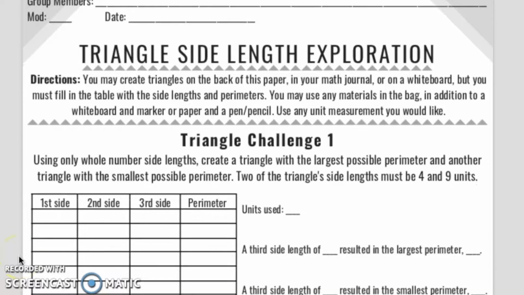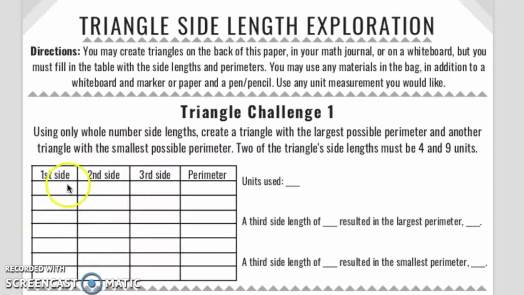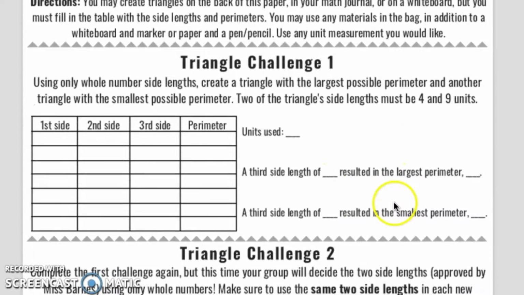And you can see in the directions here that the students will be given some materials and they'll be asked to draw different triangles that have two fixed side lengths, and then they change the third side, and then they have to calculate the perimeter based on those changing sides and then tell me, okay, this side length resulted in the largest perimeter, this was the smallest.